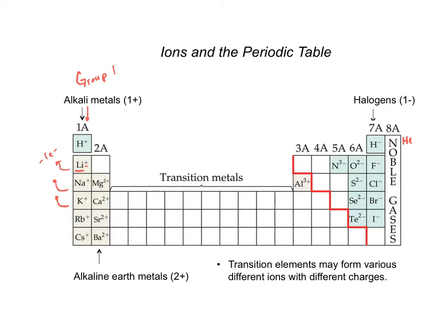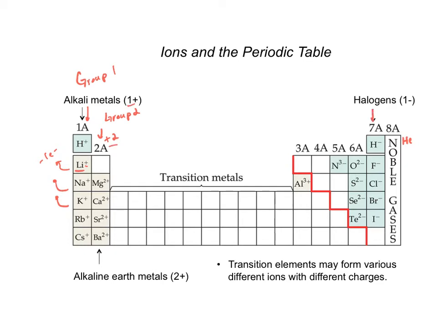Same thing for group 2. These are the alkaline earth metals. These guys, instead of losing 1, need to lose 2 to get back to their nearest noble gas. They're always going to have a +2 charge. So group 1 is always going to have a +1, group 2 a +2.